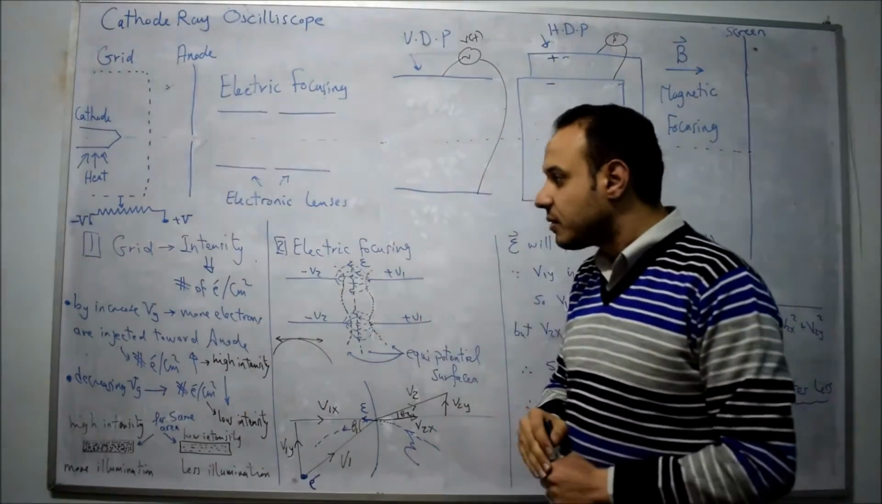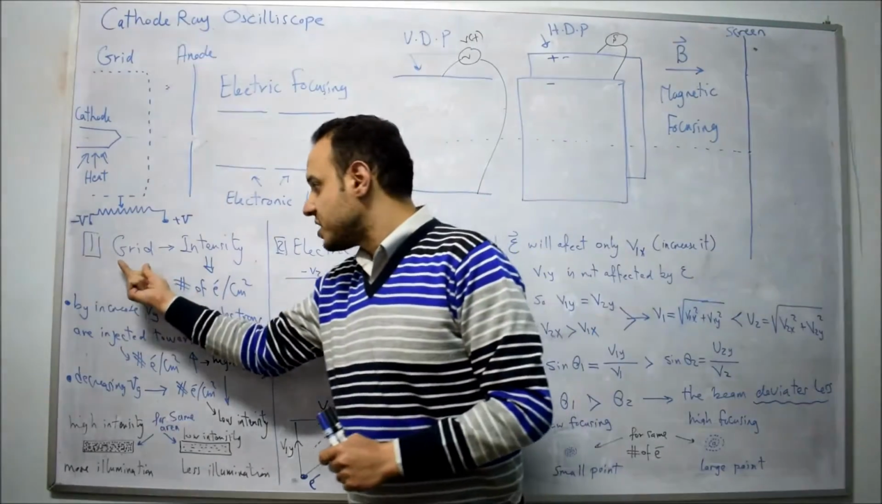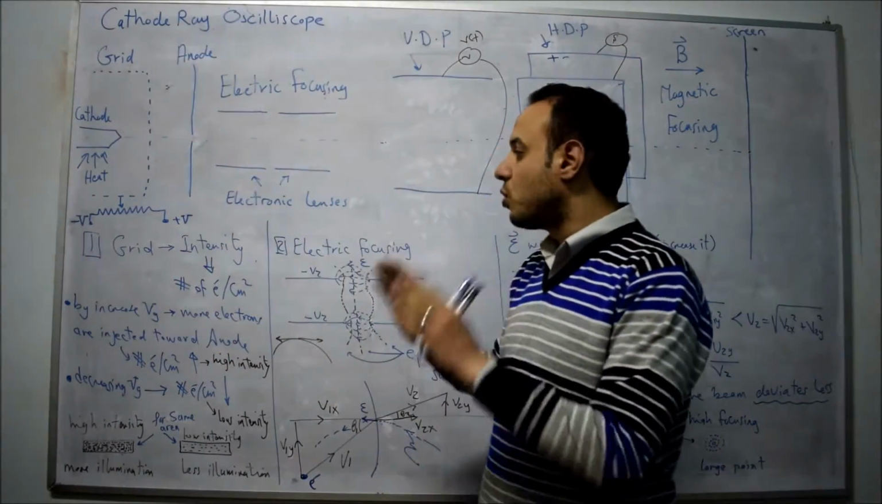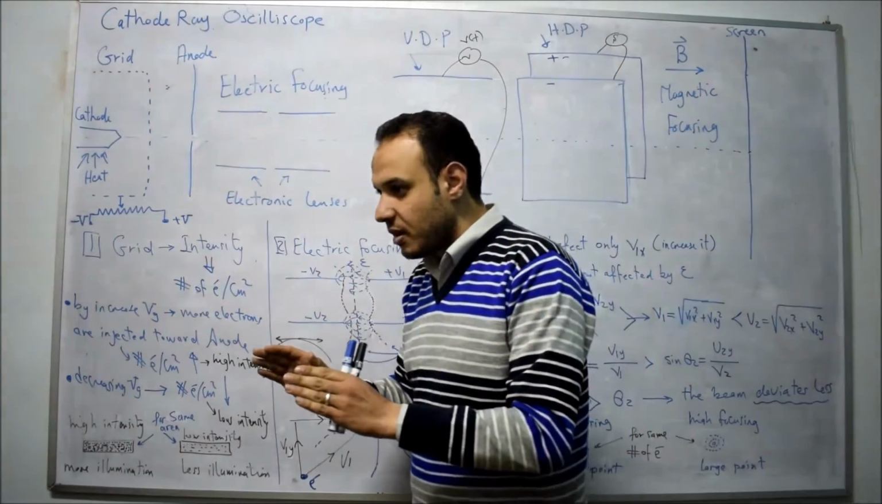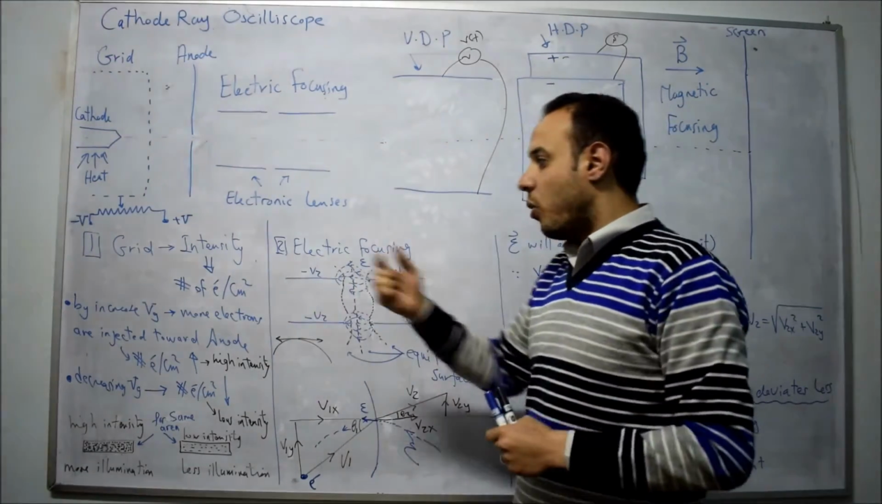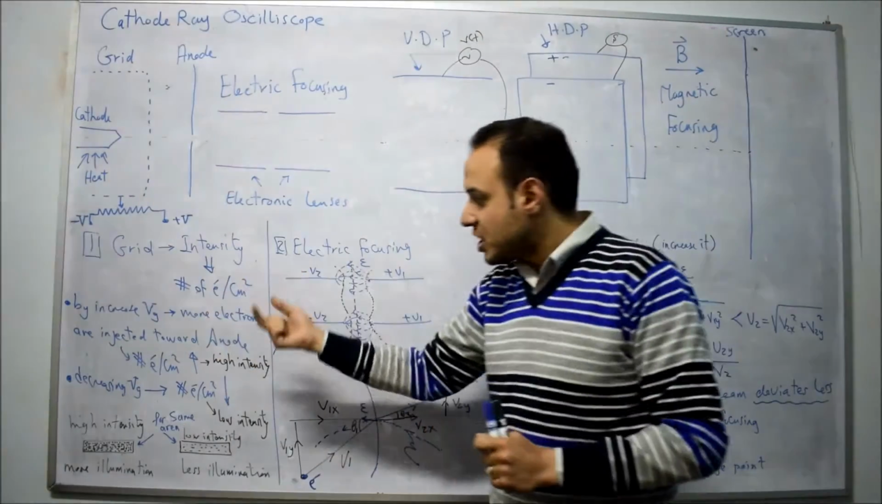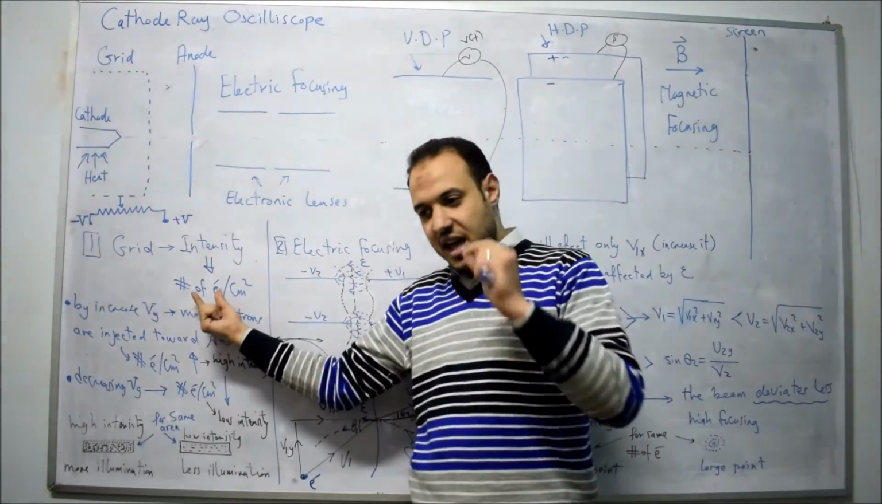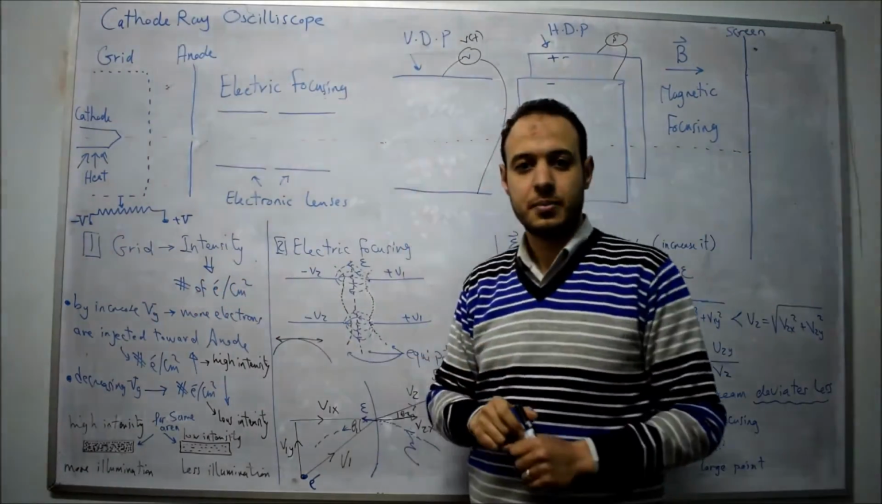Let's start with the grid. The function of the grid is simply to control the intensity of the drawing on the screen of the oscilloscope. What is the definition of the intensity? It is just the number of electrons hitting the screen per centimeter squared.